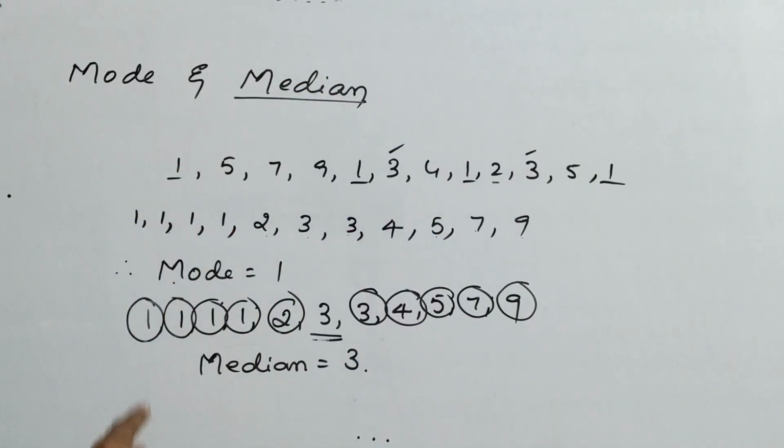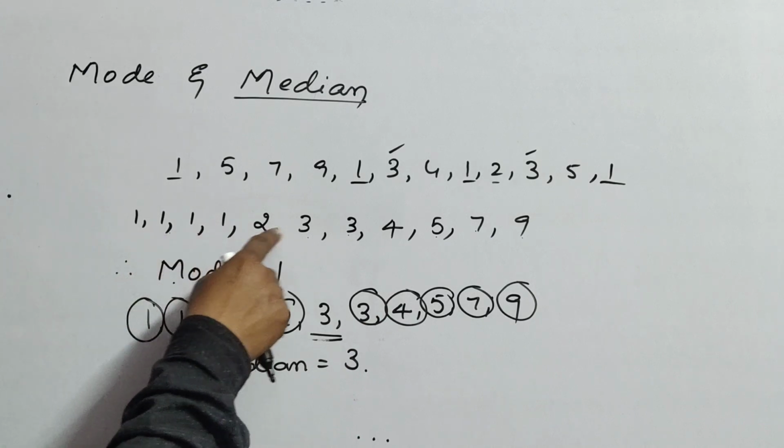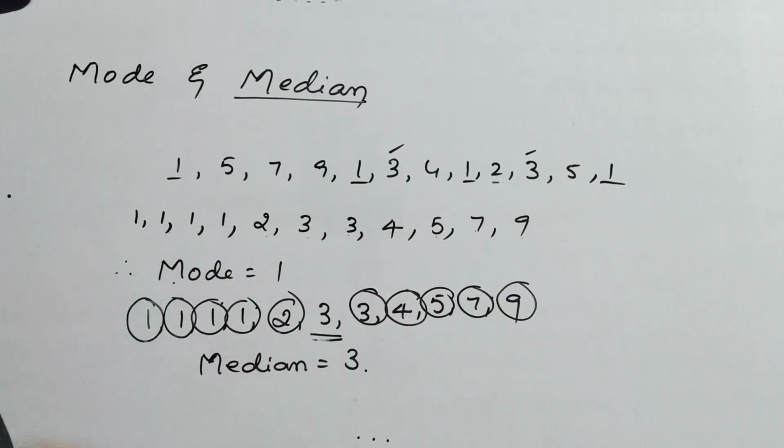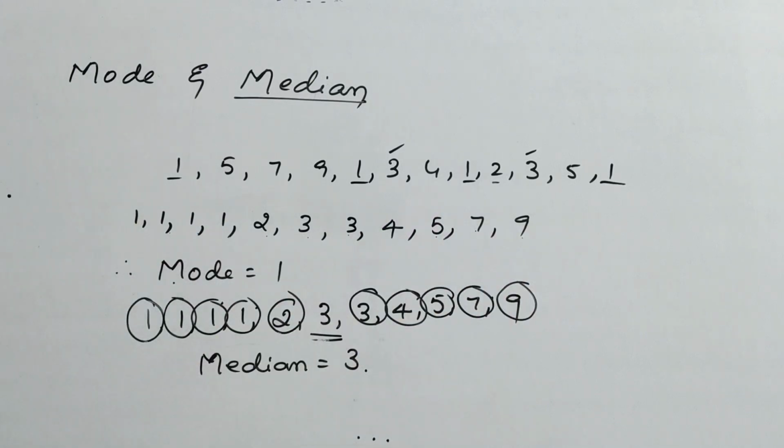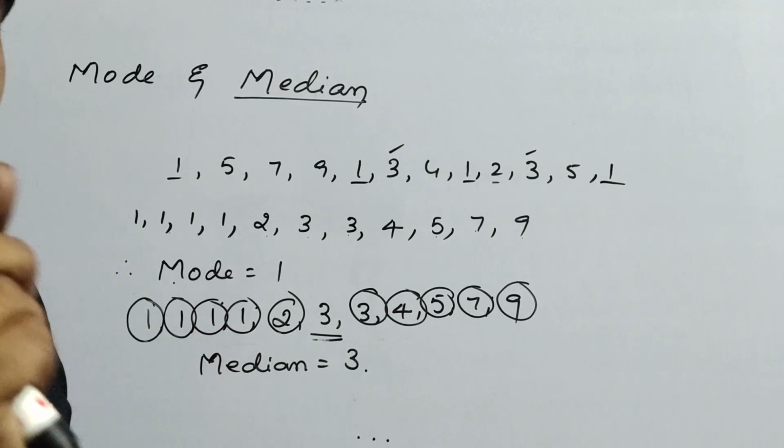That is, when the numbers are odd, this number of digits 1, 2, 3, 4, 5, 6, 7, 8, 9, 10, 11. 11 is odd number. There is one more way to find out the median directly. If there are even numbers, like suppose here 11 is odd, so one method. If there are 12 numbers, that is even number. So there are 2 different methods when there are even numbers and odd numbers.